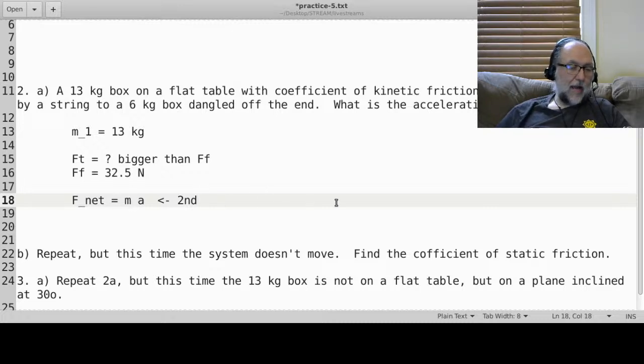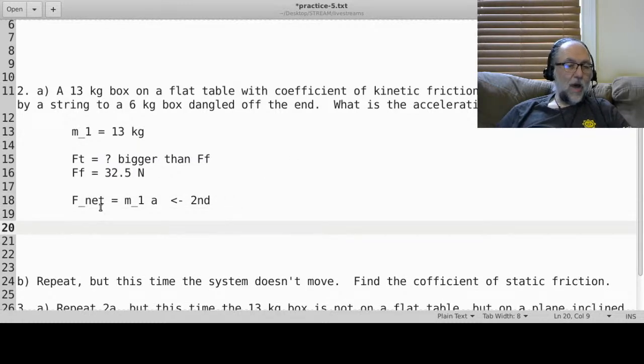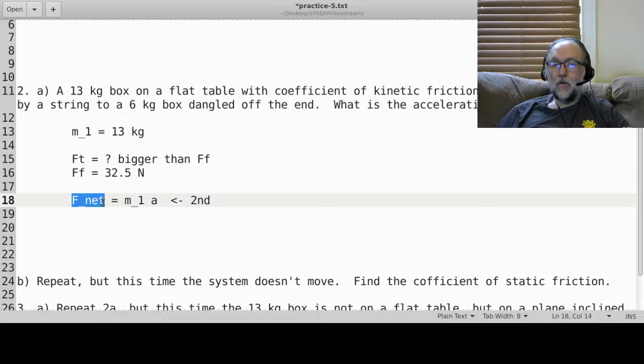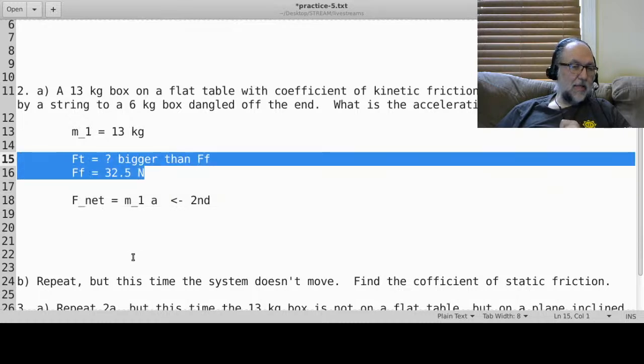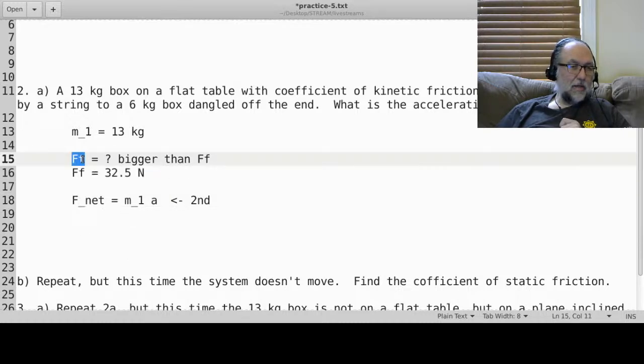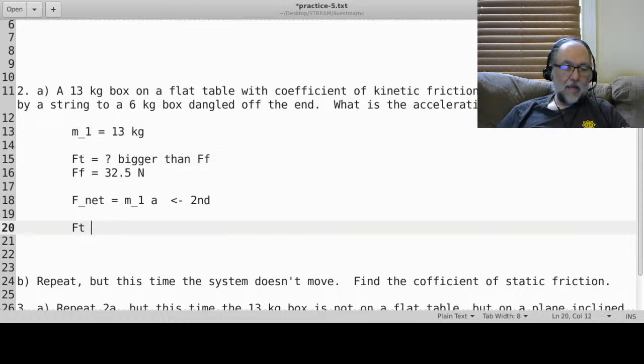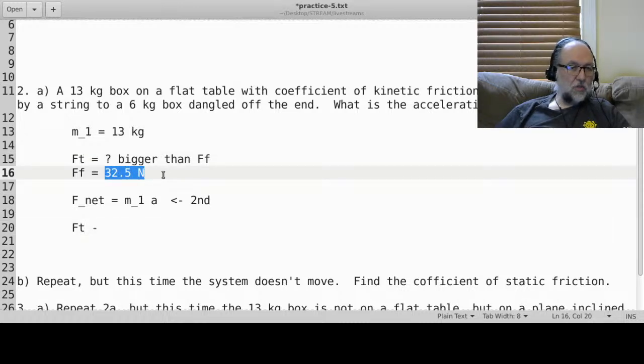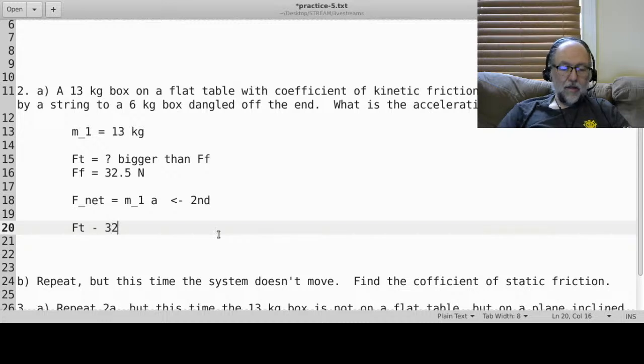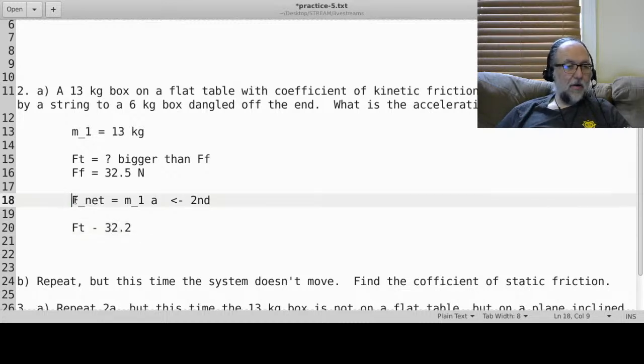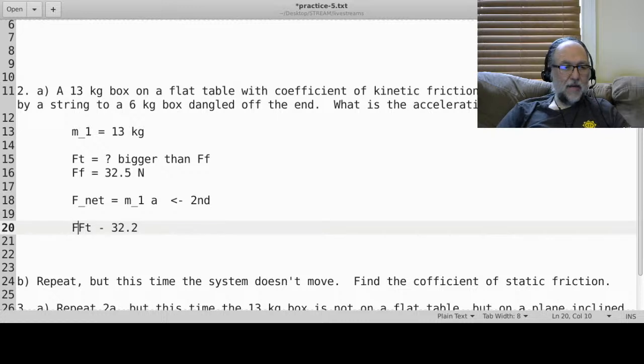The only thing is that, to not confuse things, this is actually m1 because we're talking about m1 here. All right, and you say, well, what's Fnet? Well, we argued that the gravitational force and the normal force cancel. So these are the only two things that go into Fnet, and Ft is the bigger one. So we could say that Ft minus the force of friction, which was 32.5, is your Fnet. Maybe I could just write it here, Fnet is equal to that. So that's what we get from the diagram.